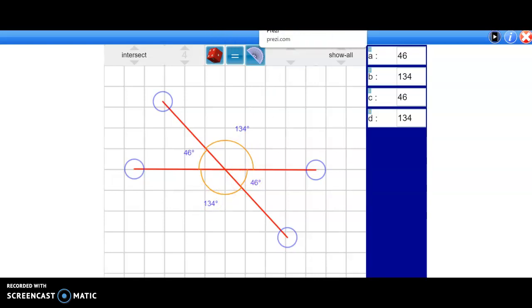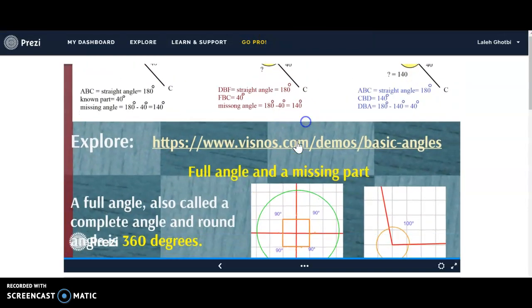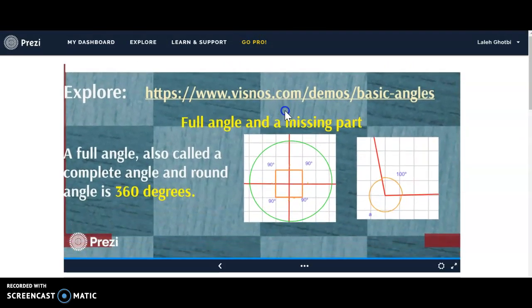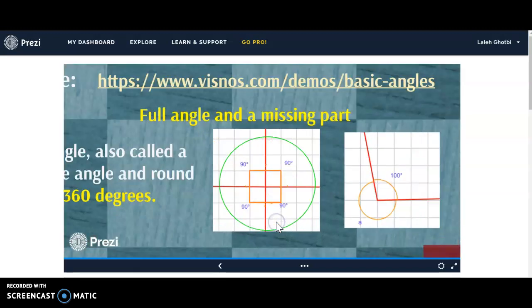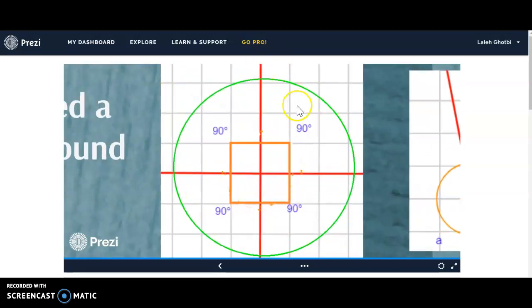I'm going back to the slide. We have one more quick lesson before we say goodbye to angles. Full angle and a missing part. A full angle, also called a complete angle or round angle, is 360 degrees. Do you remember we had something like this before? A full angle is a circle. It is made of 4 right angles. 4 times 90 degrees is 360 degrees. So the value of a full angle is 360 degrees.